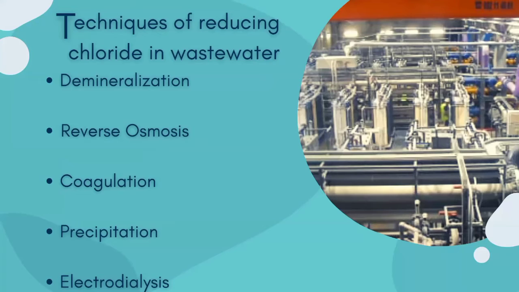dissolved solids consist mostly of inorganic salts such as chlorides, sulfates, lead, arsenic, etc., and a small amount of organic matter and dissolved gases. The industrial wastewater generated contains a large amount of chlorides, which can cause significant disruption in the ecological balance. Many techniques have been adopted in order to reduce the amount of chlorides in wastewater, like demineralization, reverse osmosis, coagulation, precipitation, and electrodialysis.